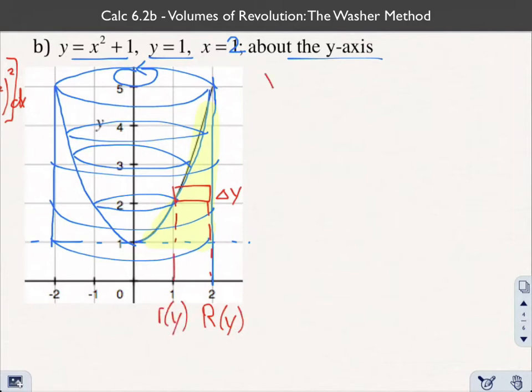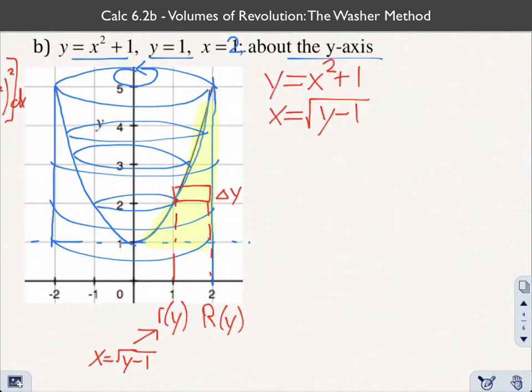So instead of having y equals x squared plus 1, I would subtract 1 and then take the square root. I'm actually going to get x equals the square root of y minus 1. And that's going to be our inside curve, so that's going to be our lowercase r. Now in the case of uppercase R, this is the line x equals 2.